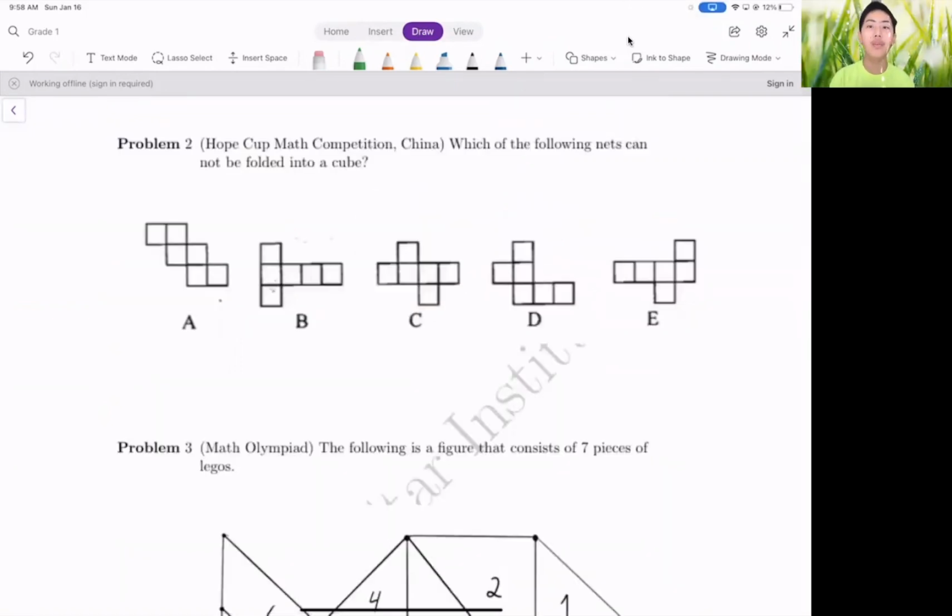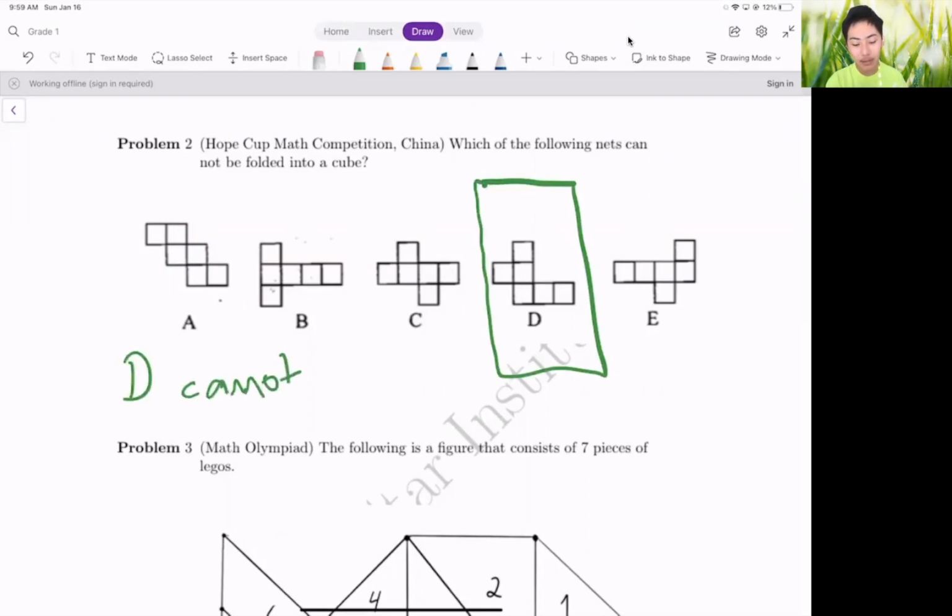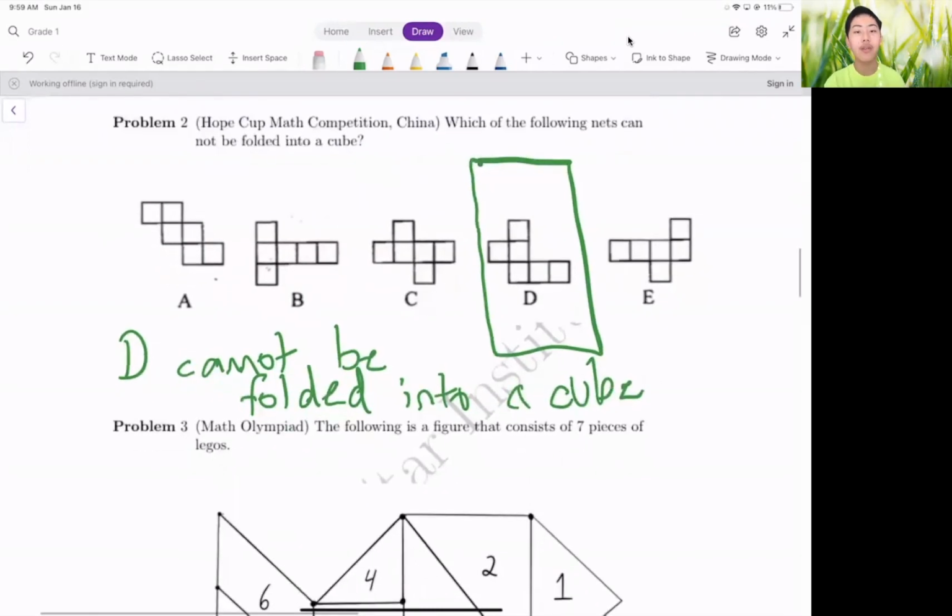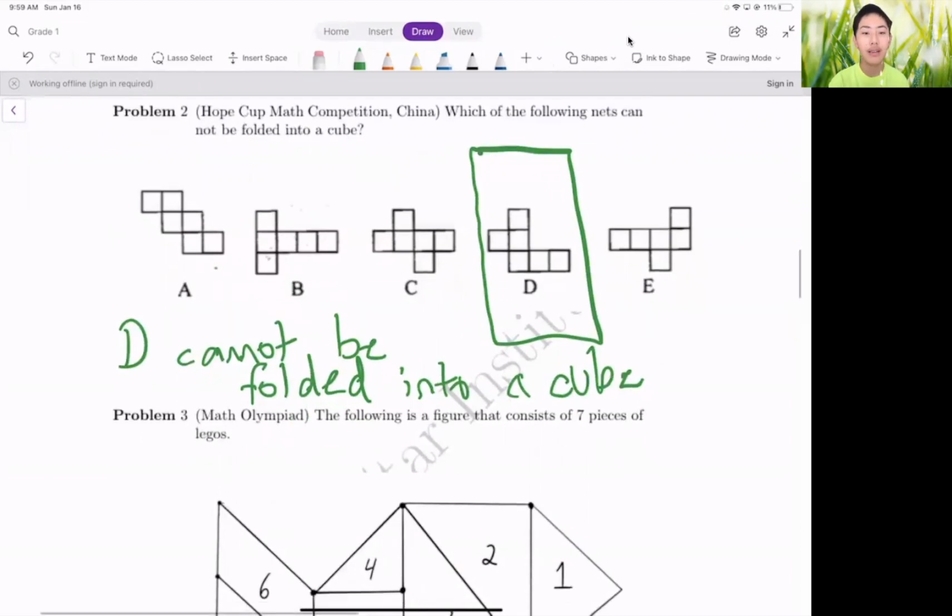Now for problem 2, which of the following nets cannot be folded into a cube? So for this problem, you basically just have to fold each one of these or just draw lines to connect these squares together and just play around with them until you get a cube. One of these 5 nets cannot be folded into a cube, and it shouldn't take long before you can find out that the one that cannot be folded into a cube should be D. So D cannot be folded into a cube. So for problem 2, you just need to play around with the nets.